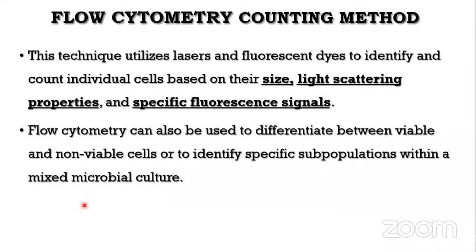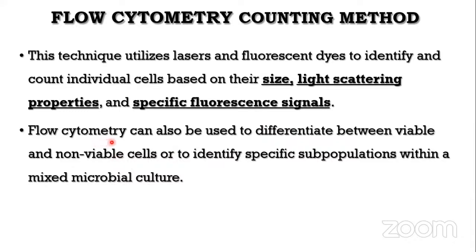We have the flow cytometry counting method too. This method uses the principle of fluorescence dye. It uses a laser and fluorescence dye to identify and count individual microbial cells, based on their size and the level of light dispersion, how they can disperse light, which makes them fluoresce. And they have a specific signal, which is the fluorescence signal.